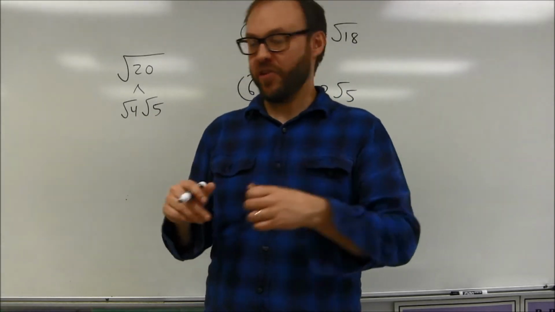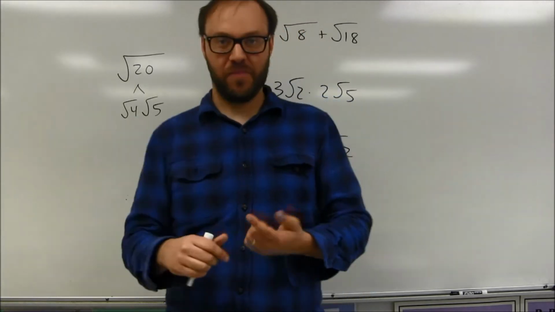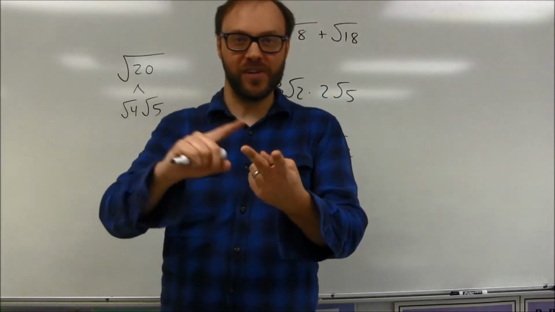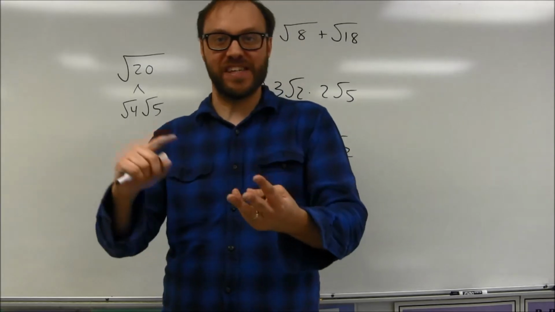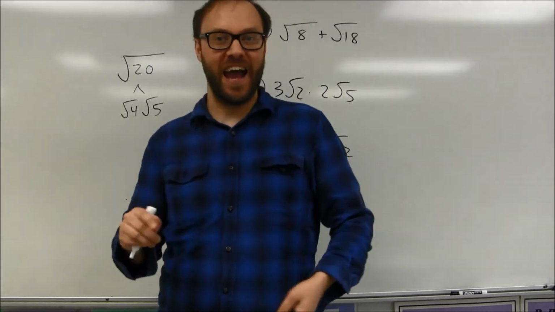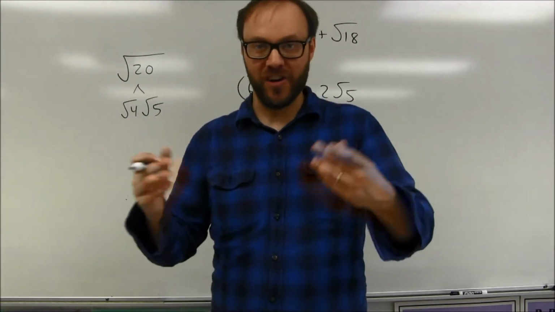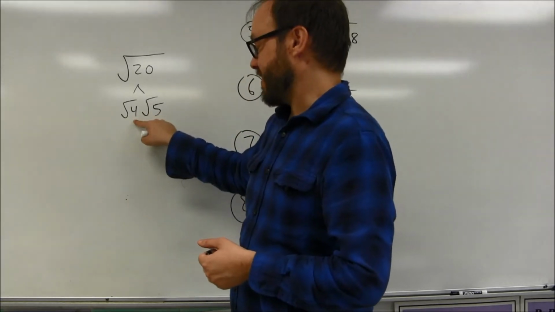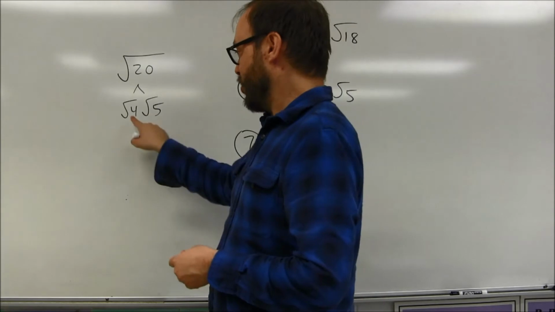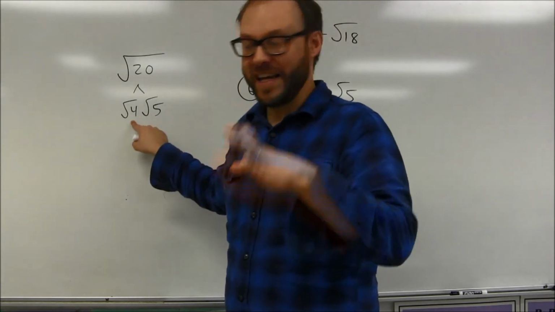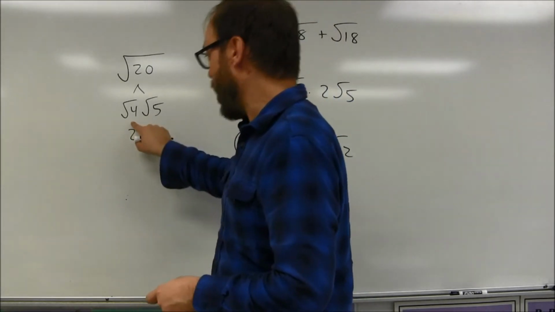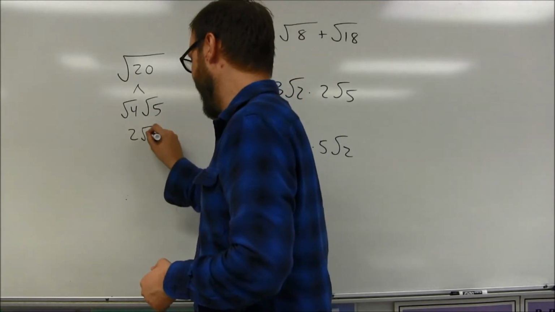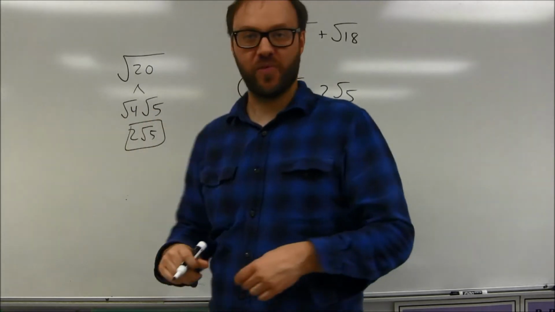Okay, if you can find a number that's a perfect square, so I'm talking 2 squared equals 4, 3 squared equals 9, 4 squared equals 16, 25, 49, 64, 100, etc. Find the biggest perfect square that goes into the number times another number. You're replacing it. The square root of 4 is equal to 2. It's being multiplied by the square root of 5. So you can write that as 2 times the square root of 5.